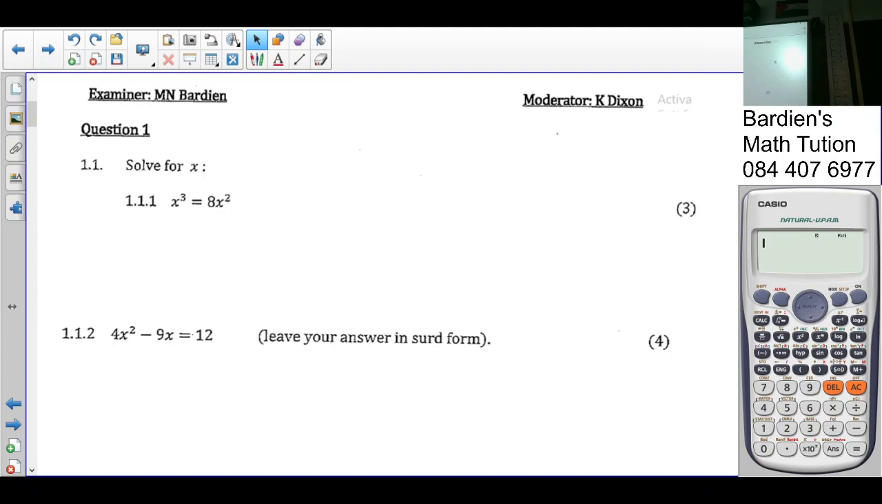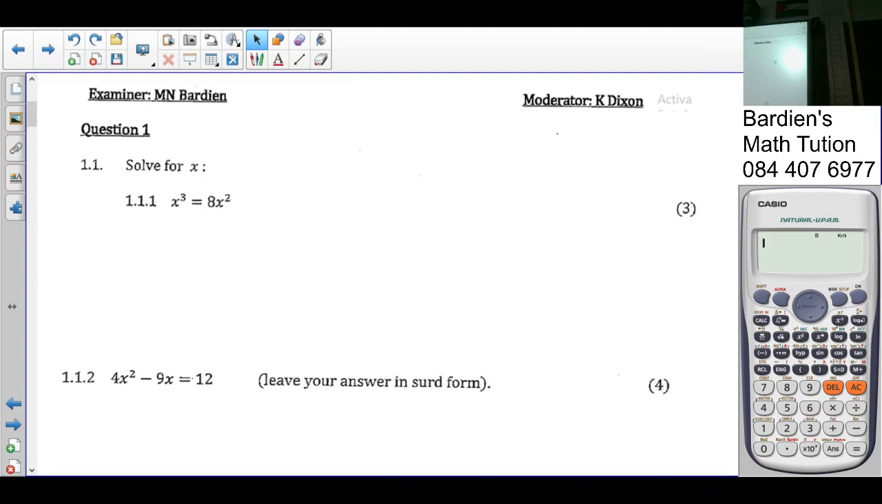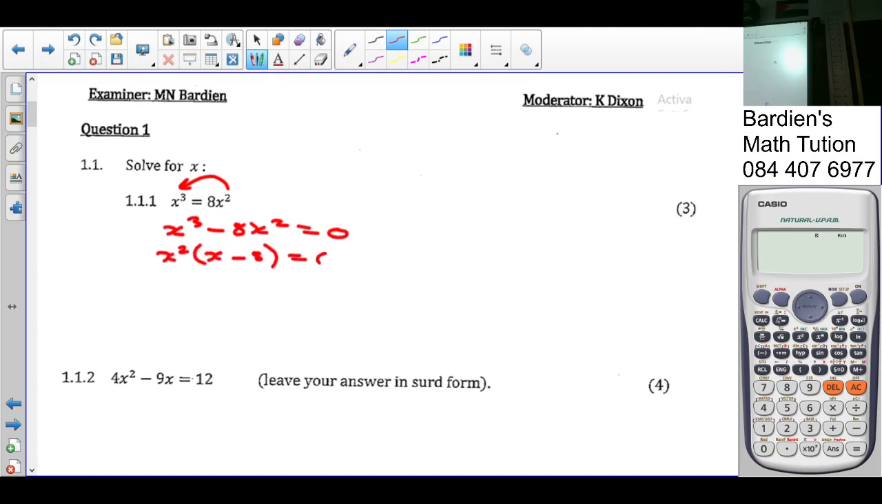We are told in question 1, solve for x. Now we can't divide by x here, because otherwise you're going to lose the solution. We never divide by a variable. So what we're going to do is bring this over the equal sign. So it becomes x cubed minus 8x squared equals 0. As you can see, x squared is a common factor. It's x squared times x minus 8 is equal to 0.